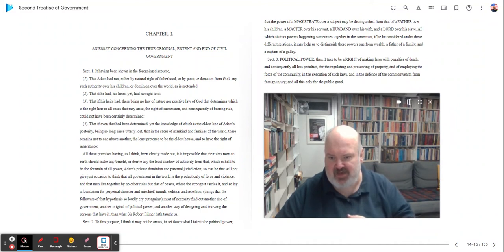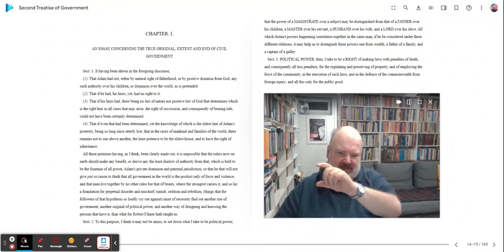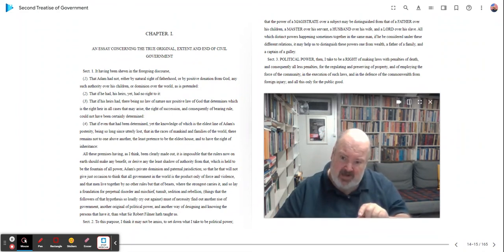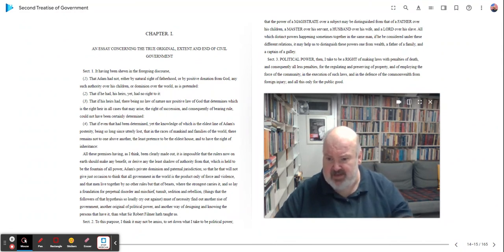Two, that if he had, his heirs yet had no right to it. So therefore, one, there's no evidence that he had it. Two, even if he did have it, there's no evidence that his heirs would have had right to it. And then three, that if his heirs had, there had been no law of nature or positive law of God that determines which is the right heir in all cases that may arise. The right of succession, and consequently of bearing rule, could not have been certainly determined.